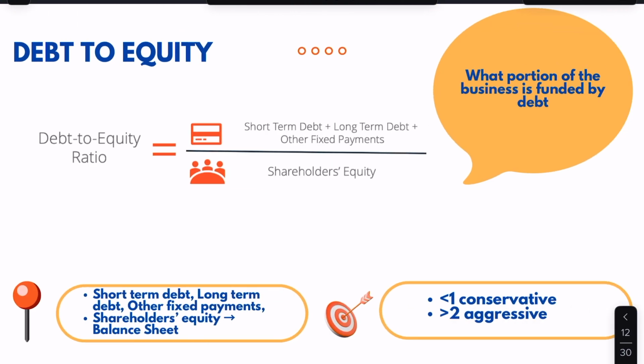The debt to equity ratio tells you how much debt a company has compared to shareholders' equity. The formula is total debt divided by shareholders' equity. Total debt includes short-term debt, long-term debt, and other fixed payments. You can find debt in the balance sheet, and shareholders' equity you can also take from the balance sheet.